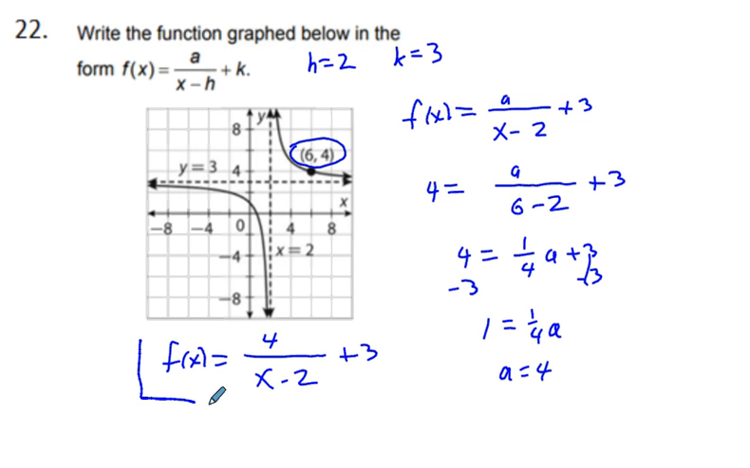And I had quite a few people get this one right. Anyway, that's the test. Hope it's been helpful to you.